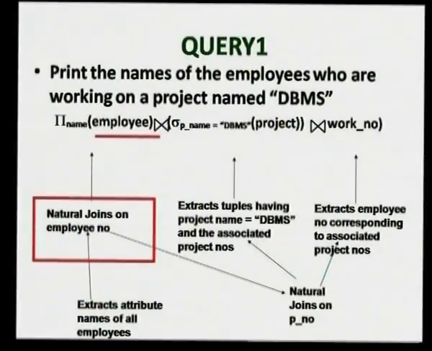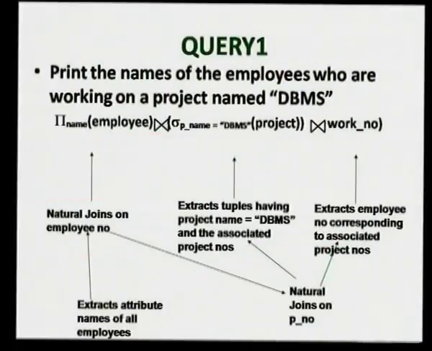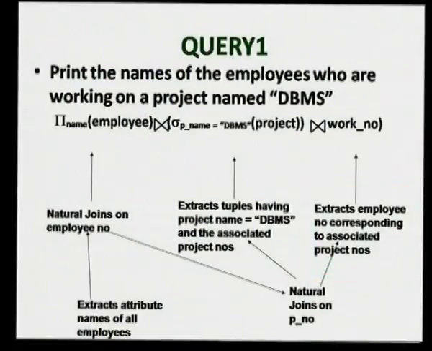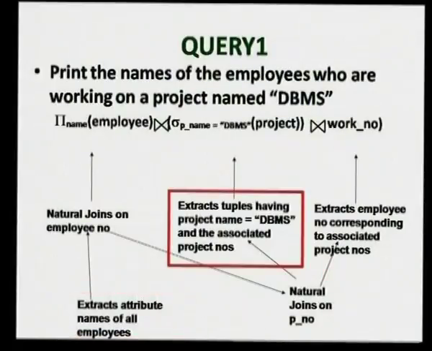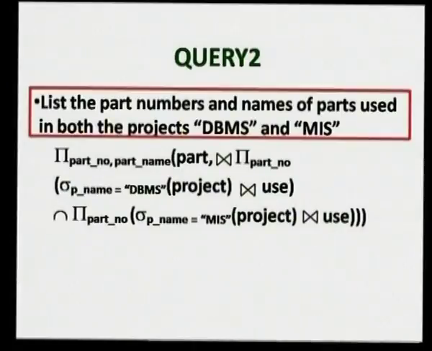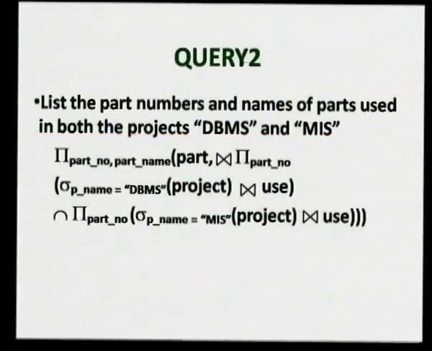Now, this is the natural join on employee number. This extracts tuples having project name equal to DBMS and the associated project numbers, that alone it takes. Then this extracts employee numbers corresponding to the associated project numbers, and then this extracts the names, and then the natural join of this. So, that is one example query. Another example query is: list the parts and names of parts using the project DBMS. Similarly, you can explain that.